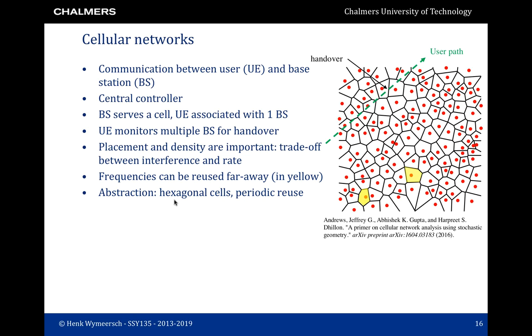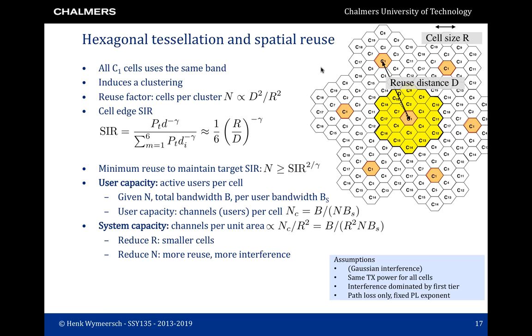One abstraction for this is to use hexagonal cells with periodic reuse. The figure on the right shows a hexagonal tessellation of the plane. We see a large number of so-called hexagonal cells. Each cell is associated with a single base station. Each cell has a label which corresponds to the channel that is used by this cell. So this could be a frequency band. In this case, all the cells that have label C1 use the same frequency band. We allocate those frequency bands according to some predefined algorithm, which in turn induces a clustering. We see in yellow a cluster of cells that use all of the available frequency bands, and this cluster is then repeated over space.